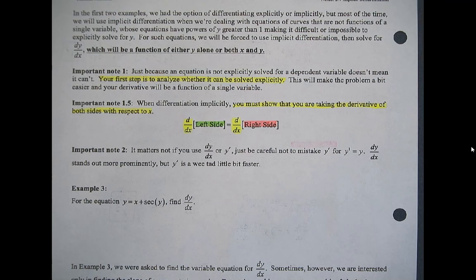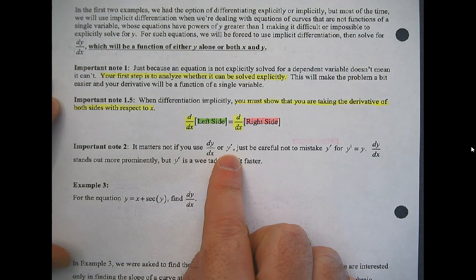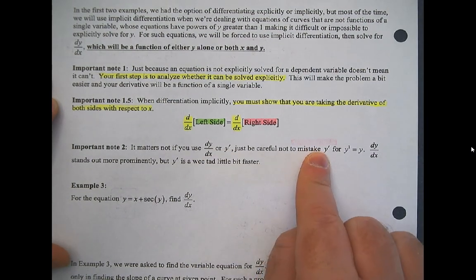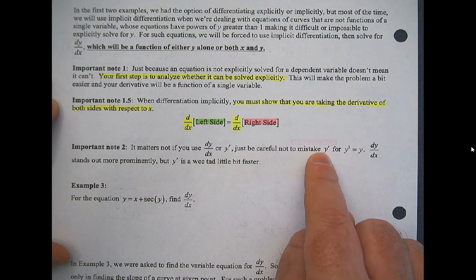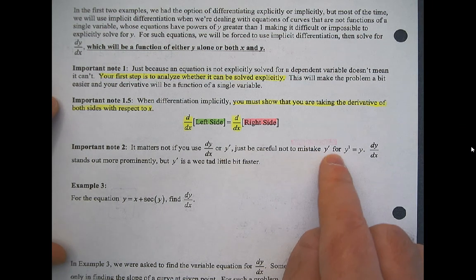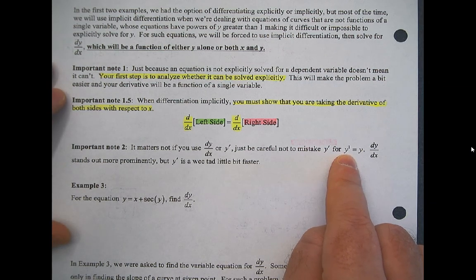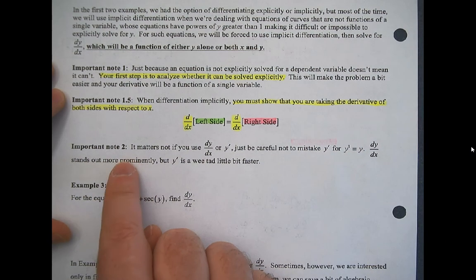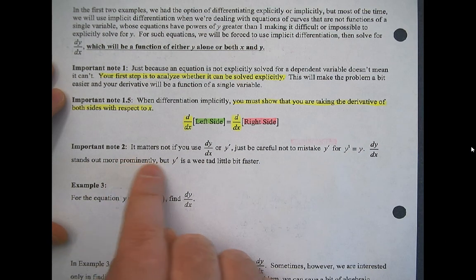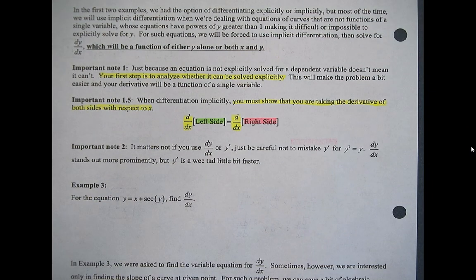And then it doesn't matter if you use dy dx or y prime. If you're going to be a y prime person, you better be somebody who writes pretty neat, because you don't want to get y prime mixed up with y to the first. Now, for me, that's never going to be an issue because I never write y to the first. I just write y. So that usually isn't a mix-up. dy dx is nice because it stands out more prominently, but y prime is faster. I'm almost always a y prime person.